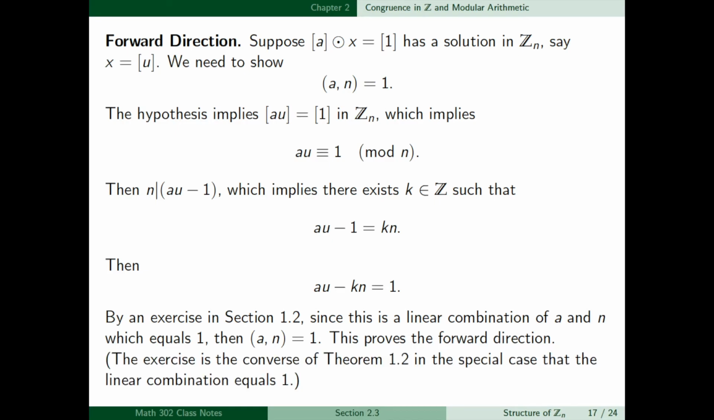Okay, so the exercise is the converse of Theorem 1.2 in the special case that the linear combination equals 1. Theorem 1.2 says that the GCD can always be written as a linear combination of the two integers, and the converse would say that if an integer can be written as a linear combination of the two integers, then that integer must be equal to the GCD. And that converse only holds in the case that the linear combination equals 1. It doesn't hold in general.